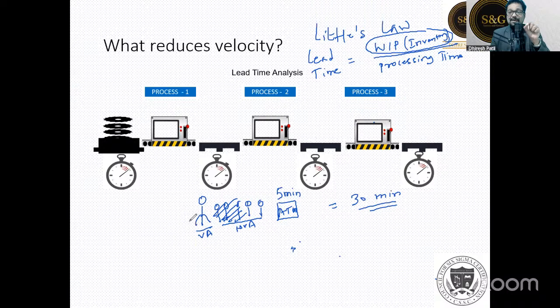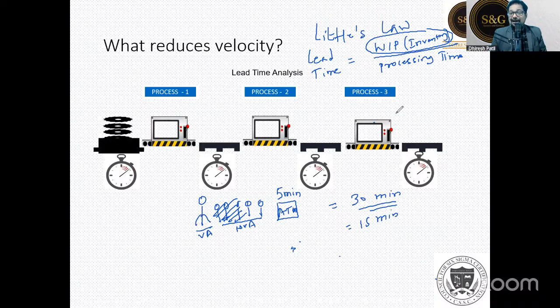Now tell me what will be the lead time. I have just reduced the WIP. What will be the lead time now? Type in the chat box. So it is 15 minutes. Can you see the difference? Your lead time has reduced the moment you reduce the WIP.